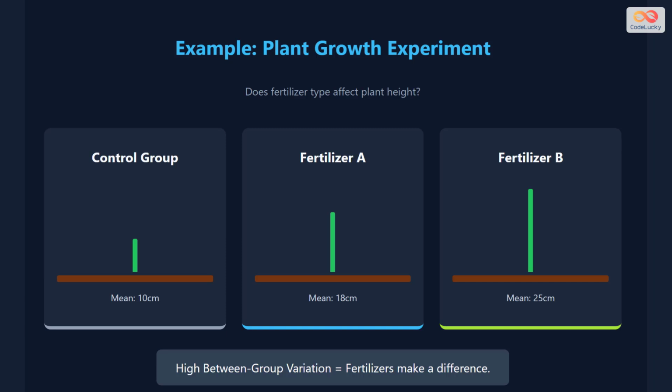Let's apply this to a real example. Imagine we test 3 fertilizers. The control group grows 10 centimeters, fertilizer A grows 18, and fertilizer B grows 25. Because these averages are very different, the between-group variation will be high. This tells us the fertilizer choice likely matters.